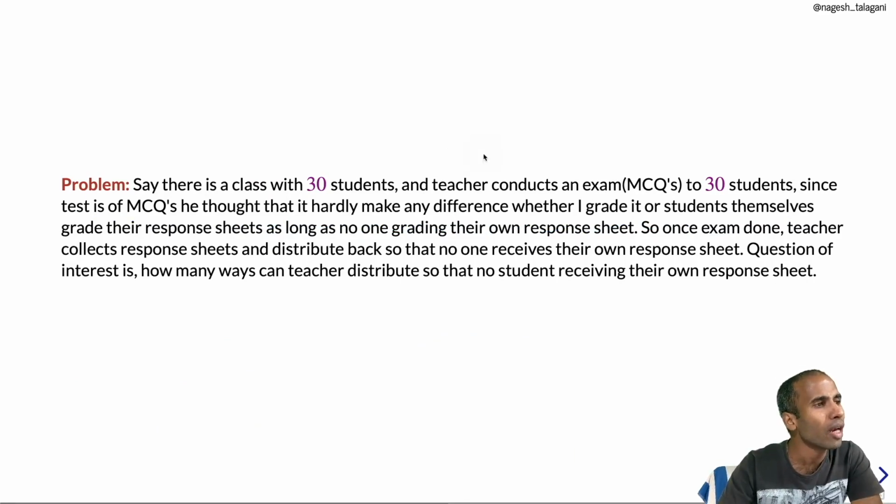Problem: say there is a class with 30 students and the teacher conducts an exam of multiple choice questions. Since the test is of MCQs, he thought that it hardly makes any difference whether he grades it or the students themselves grade their response sheets, as long as no one is grading their own response sheet. So once the exam is done, the teacher collects the response sheets and distributes them back so that no one receives their own response sheet. The question of interest is: how many ways can the teacher distribute so that no student receives their own response sheet?